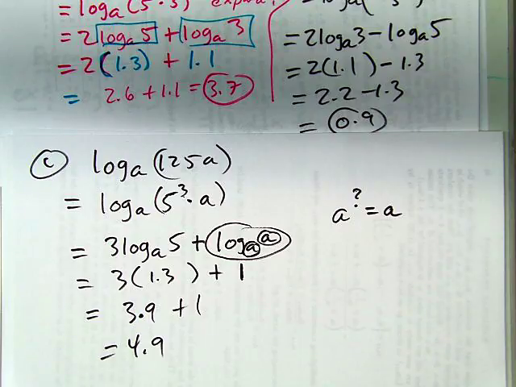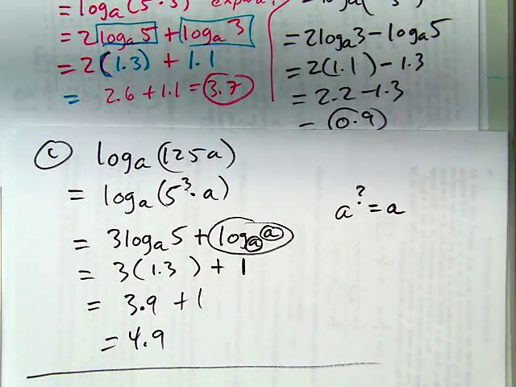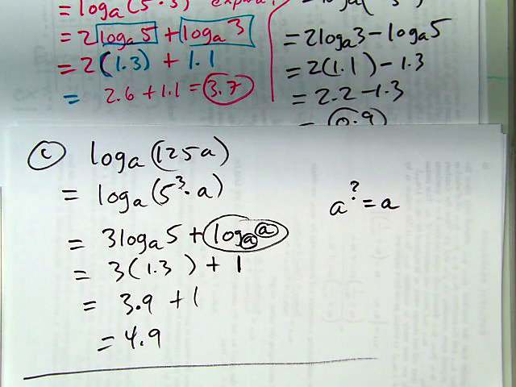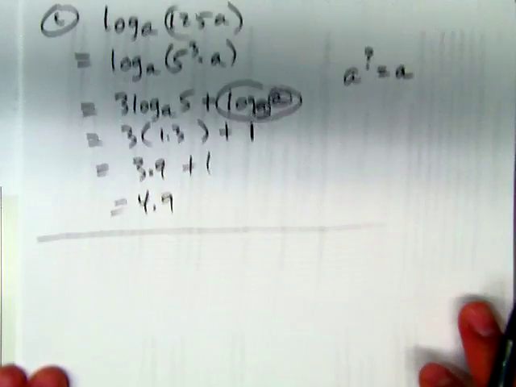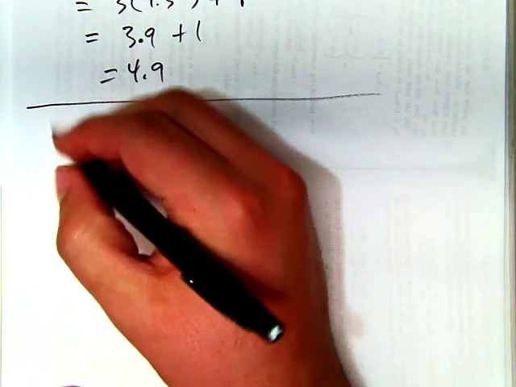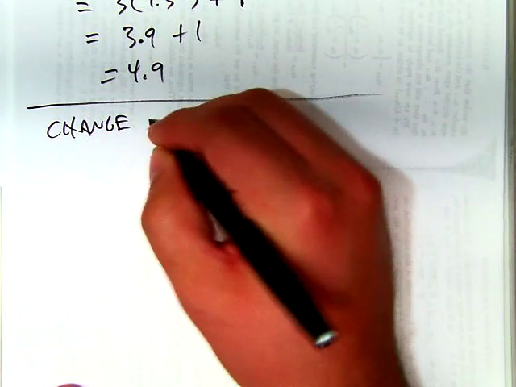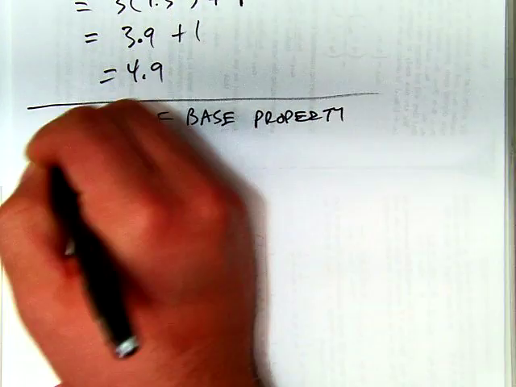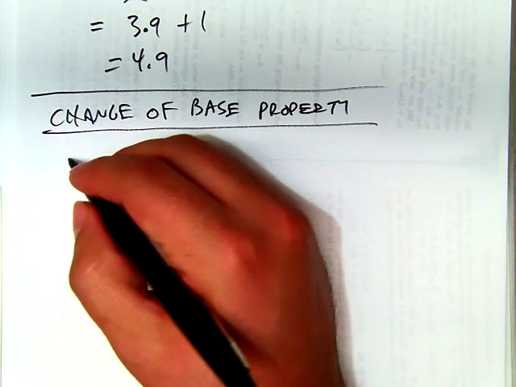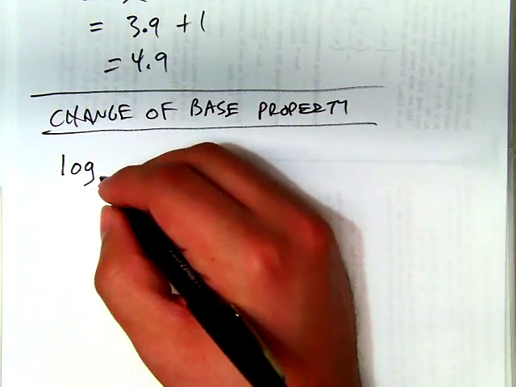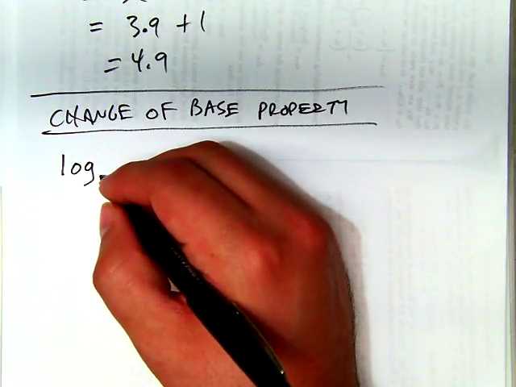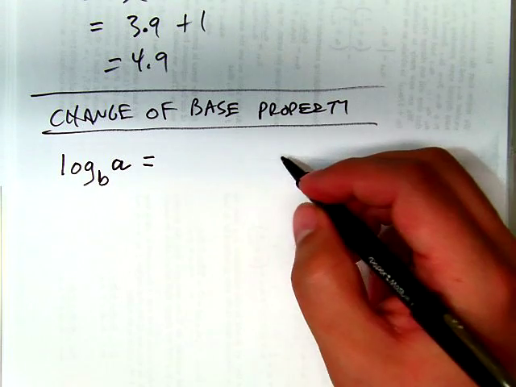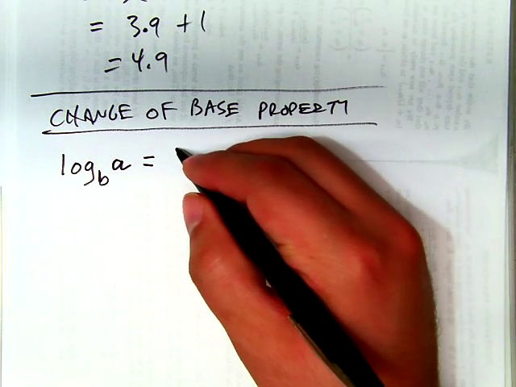Okay? Now, the last section in here is basically using a property that we have not talked about yet, but also one that you've seen before. It's called the change of base property. Which says that the log in any base, let's call it B, of a number A can be changed into a quotient of logs.